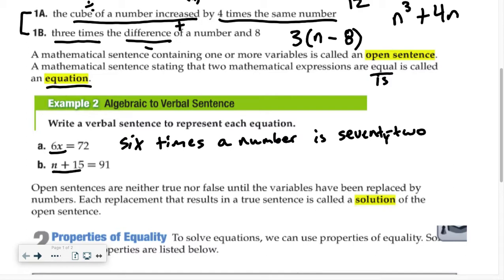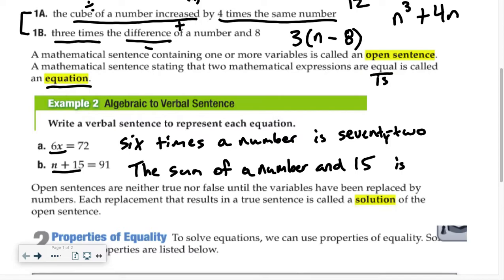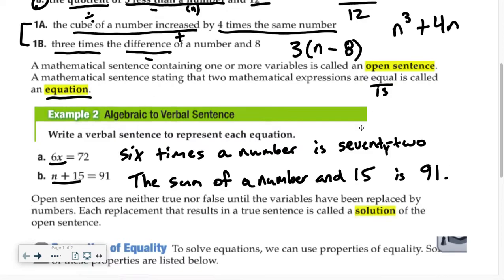All right, the left side of this: n plus 15. Let's use the sum. The sum of a number and 15 is, what's it equal to? 91. Okay, a couple more examples there with equations.